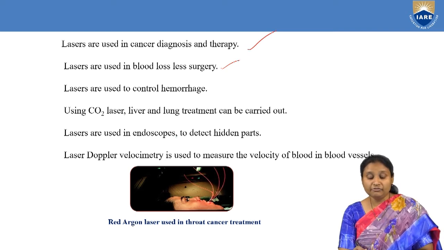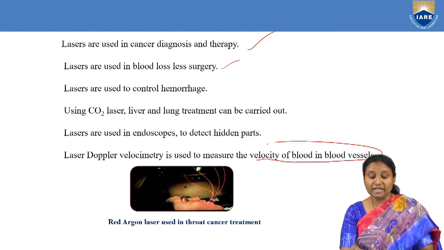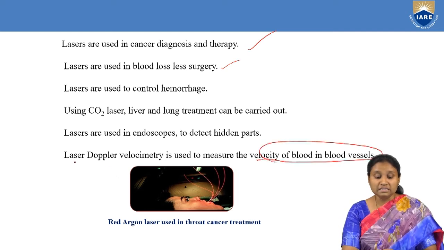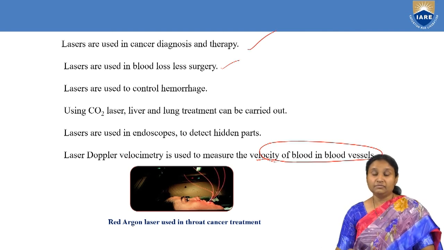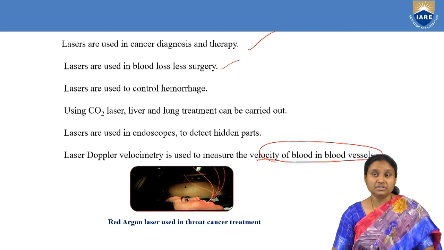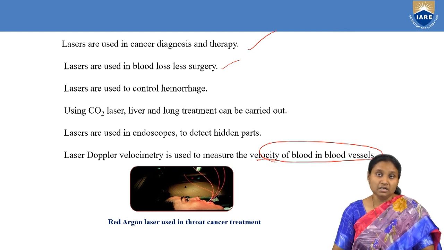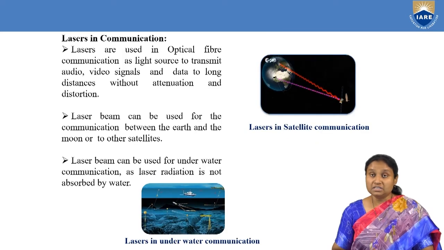And also we can find the velocity of blood in blood vessels using laser Doppler velocimetry. So we can find with how much speed blood is traveling inside our blood vessels. That information we can get from laser Doppler velocimetry. So these are the different applications in medicine.